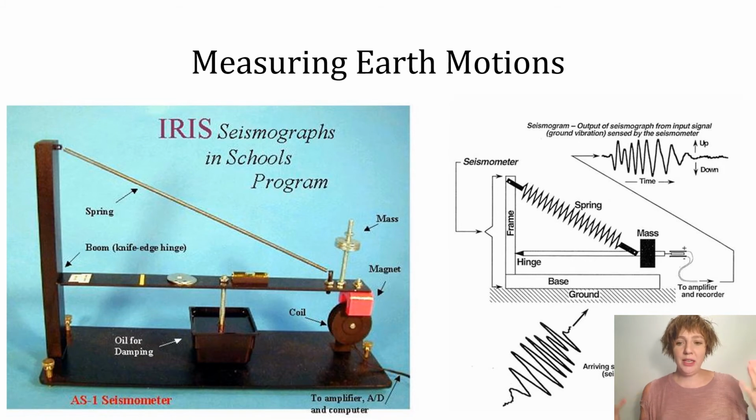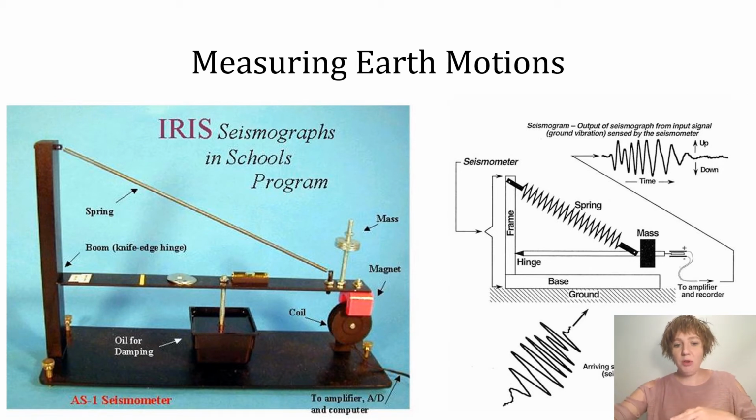Basically what you need is to have some sort of stabilization of the mass. So you have a mass and it's going to move, and when the ground moves, it's going to be set in motion. So you need to dampen that motion so that you end up only recording the ground movement and not the motion of the seismometer itself.